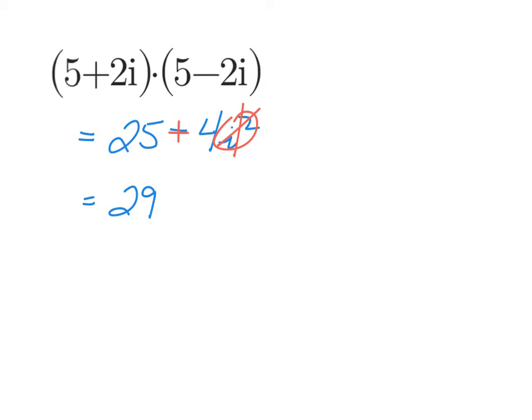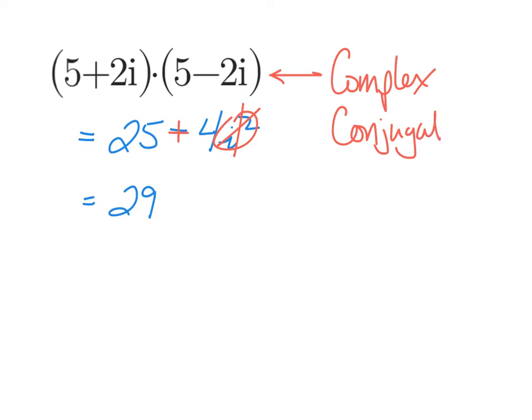We said that these two factors, when they look the same like that except one's plus and one's minus, were called complex conjugates. And what was nice about the complex conjugates was when you multiply two complex conjugates together, they're no longer complex. The answer that we got, 29, is now a real number.